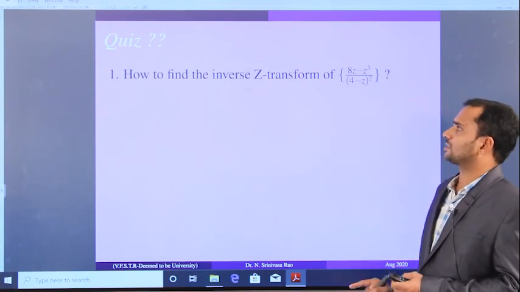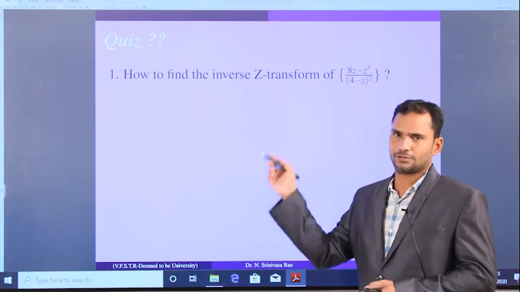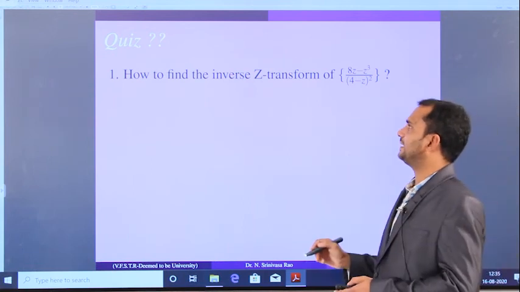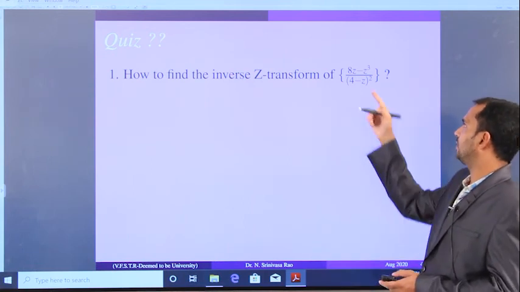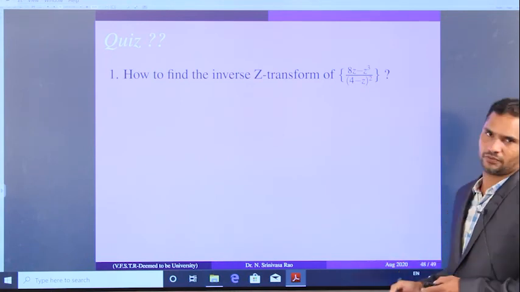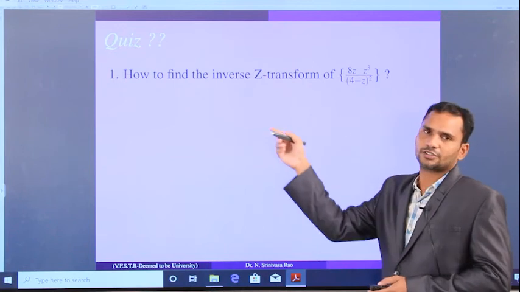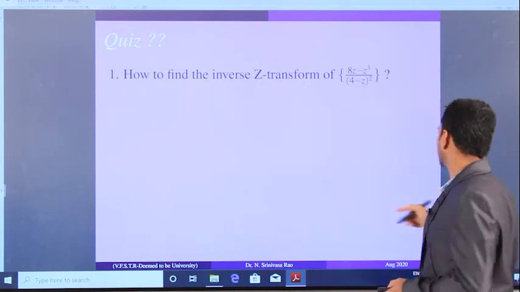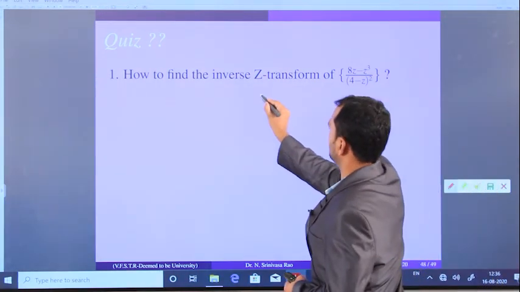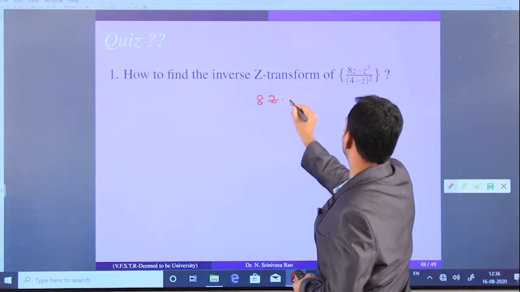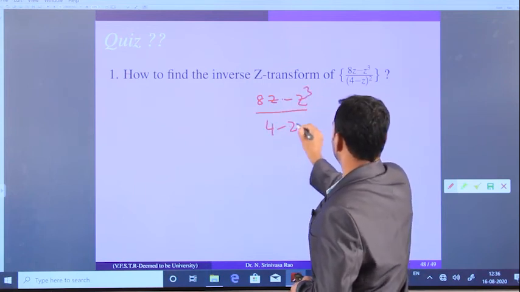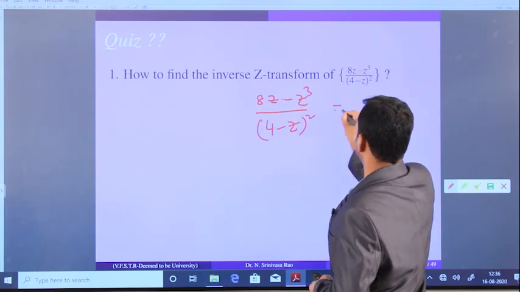So we'll look at this. I have given some questions. You just try to solve it. The quiz is: how to find the inverse Z transform of (8z minus z cubed) divided by (4 minus z) whole squared. Here they did not ask for convolution theorem, so what you have to do is go by partial fractions. So what are the partial fractions for this?